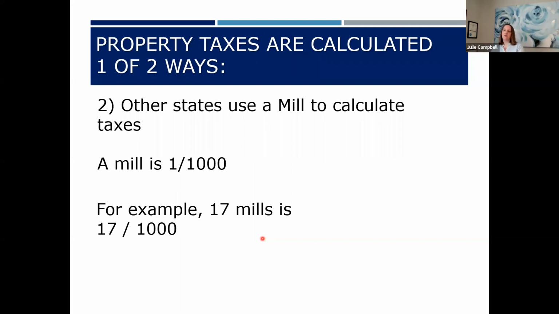So for example, if the problem tells you that this property's tax is determined on 17 mills, then we just take 17 divided by 1,000. And again, I now have a number that I can plop into my T-bar or into my formula. So we're taking the mill divided by 1,000.